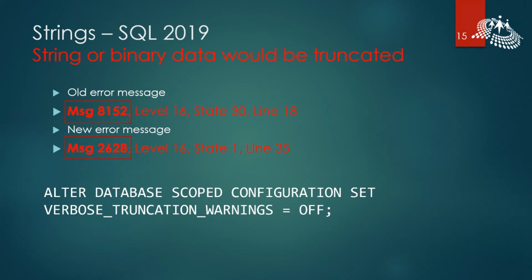Just keep in mind that the error number changed from 8,152 to 2,628, and if your code refers to the old error number, you can turn this feature off by the command you are seeing on the bottom of the screen. So: alter database scope configuration, set verbose truncation warning to off.